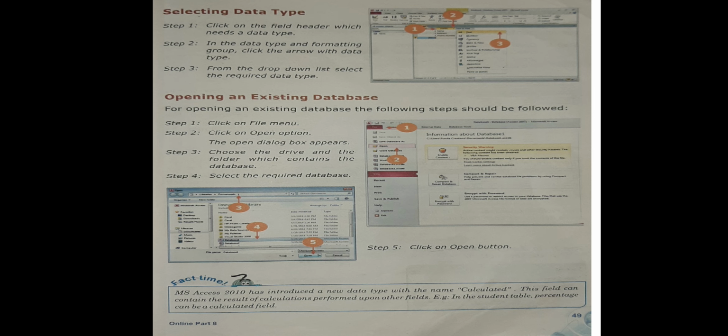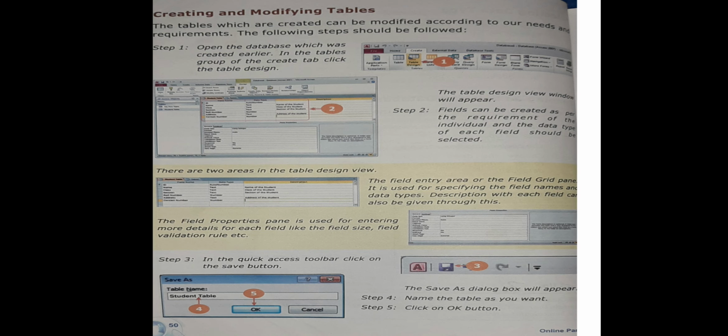Then opening an existing database. If you want to open a database which has already been created, then we have to click on the File menu. Then go to the Open option. Then from there you have to choose the drive and the folder which contains the database, select the required database, and then click on the Open button.